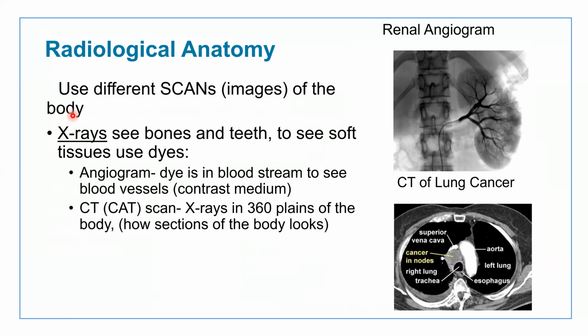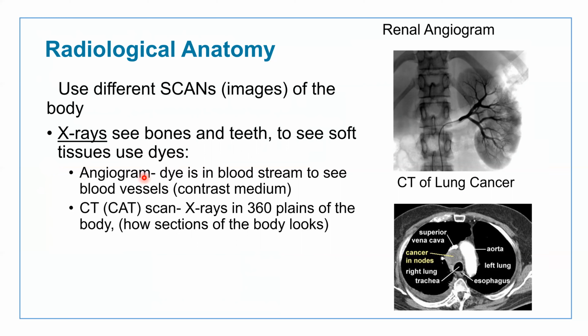Some of the scans use X-rays. We can use X-rays to see bones and teeth. So X-rays are good for hard tissue. If you want to see soft tissue using X-ray, you need to use special chemicals, special dyes.